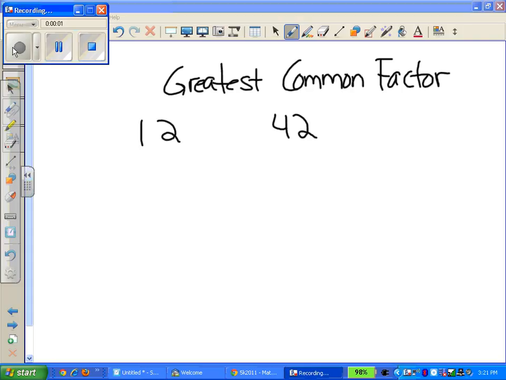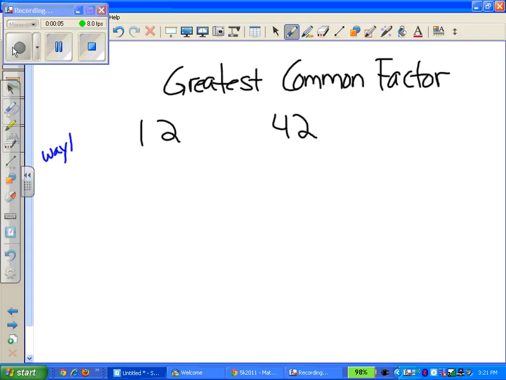How to find the greatest common factor. There are two ways. The first way, way one, is by listing all the factors. So if I wanted to find all the factors of 12, I would say to myself, okay, 1 times 12 is 12, 2 times 6 is 12, 3 times 4 is 12.